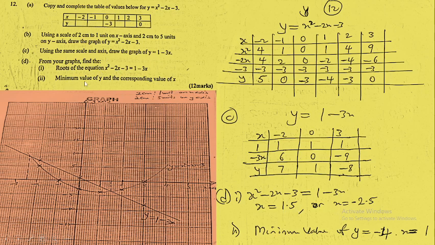Then for the last question, the minimum value of y and the corresponding value of x. Now, how do we know the minimum value of y? That is where this curve turns, the turning point of this curve, which is the minimum value. You can see that it turns here. At that point, our x is 1, and our y is minus 4. So the minimum value of y is minus 4, and the corresponding value of x is 1.